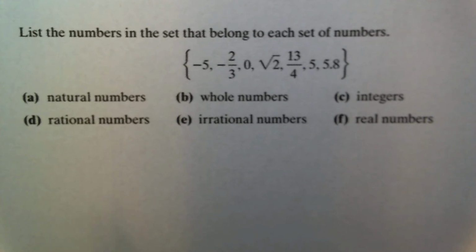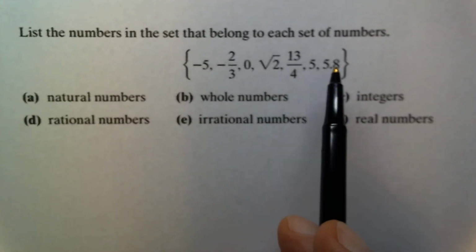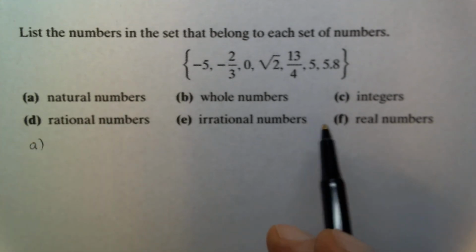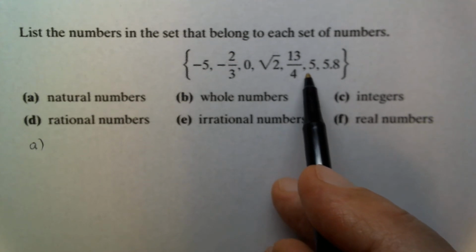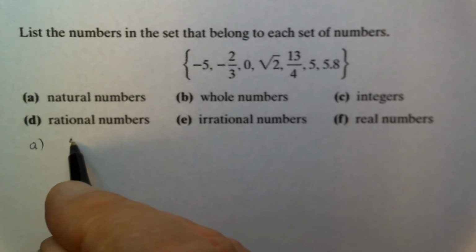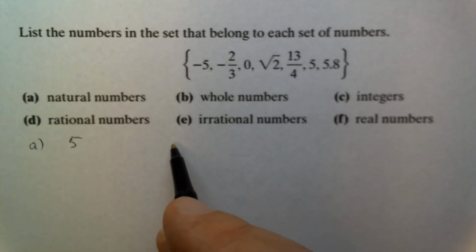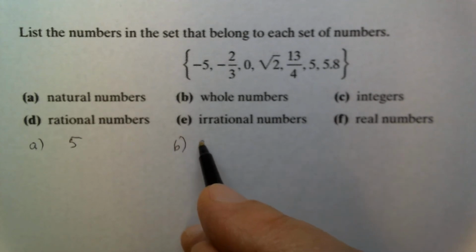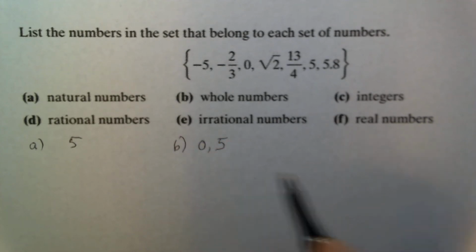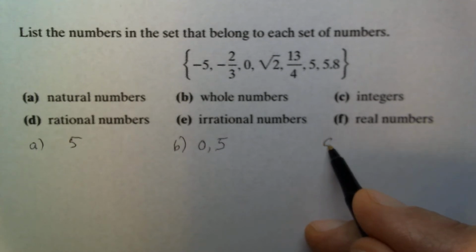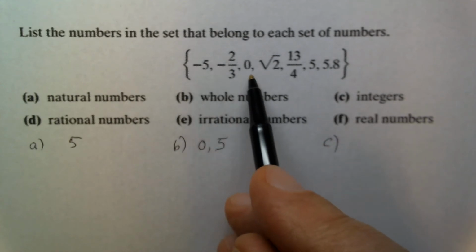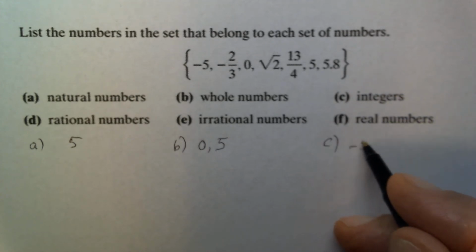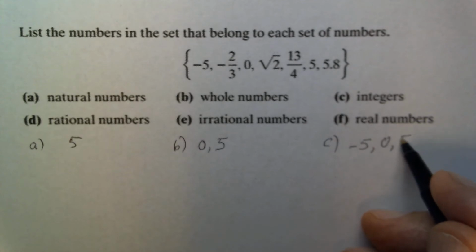In the first exercise, we list the numbers in the set that belong to each of the set of numbers. So for A, natural numbers, well, there's only one, that's 5. For B, whole numbers would be 0 and 5. And C, integers are -5, 0, and 5.